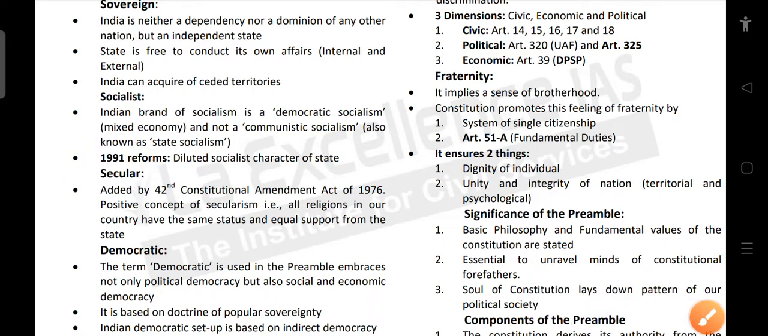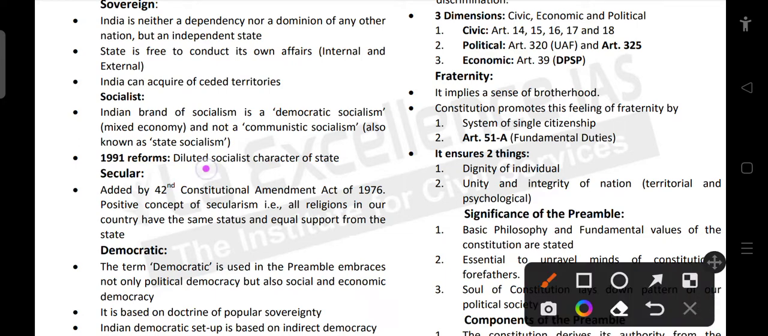Now the next important term is secular. This word was also included in the 42nd Amendment, 1976. We have a positive concept of secularism, that is, all religions in our country have the same status and equal support from the state. It is not that the state will not interfere at all; the state will interfere and will give equal support.